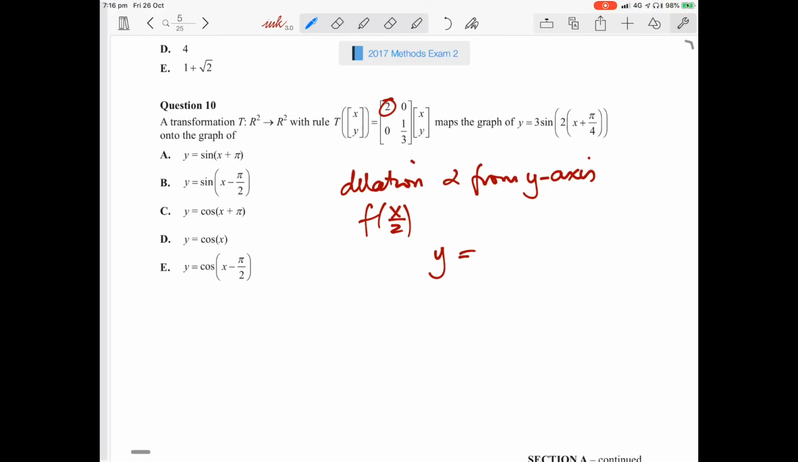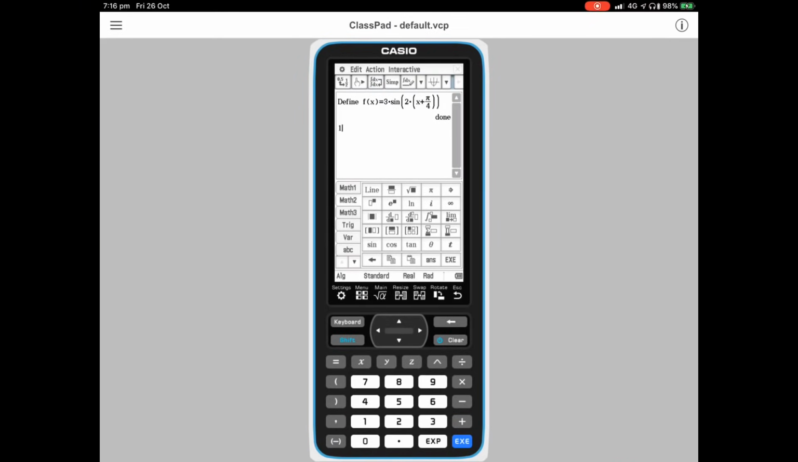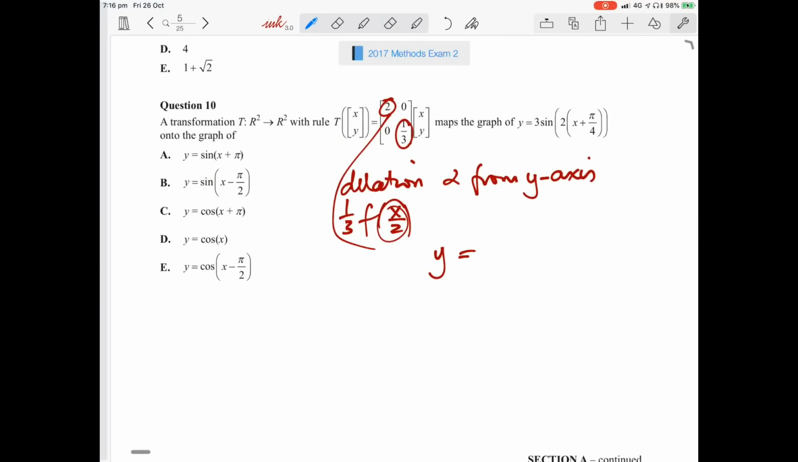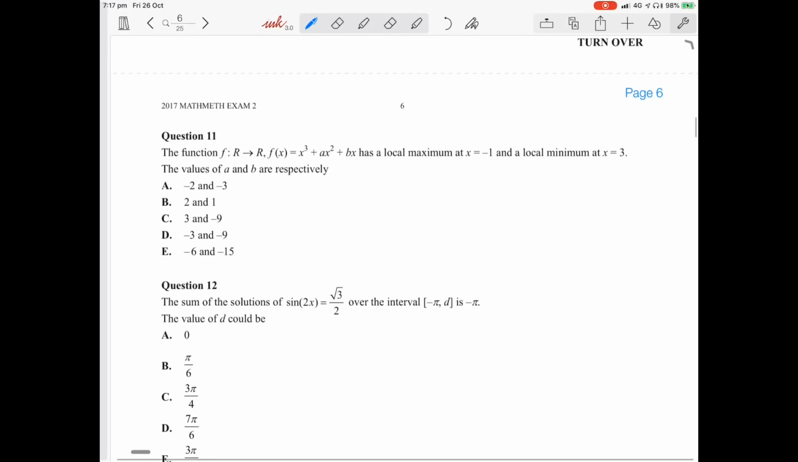Okay, so that is a dilation, it's f of x on 2, and then if I put a third out the front, because it's a dilation of a third from the x-axis, so 1 on 3, f of x divided by 2, simplify, it says cos x, which is what it is. If you had to do that by hand, you might not have been able to, but your CAS just spits out your answer.